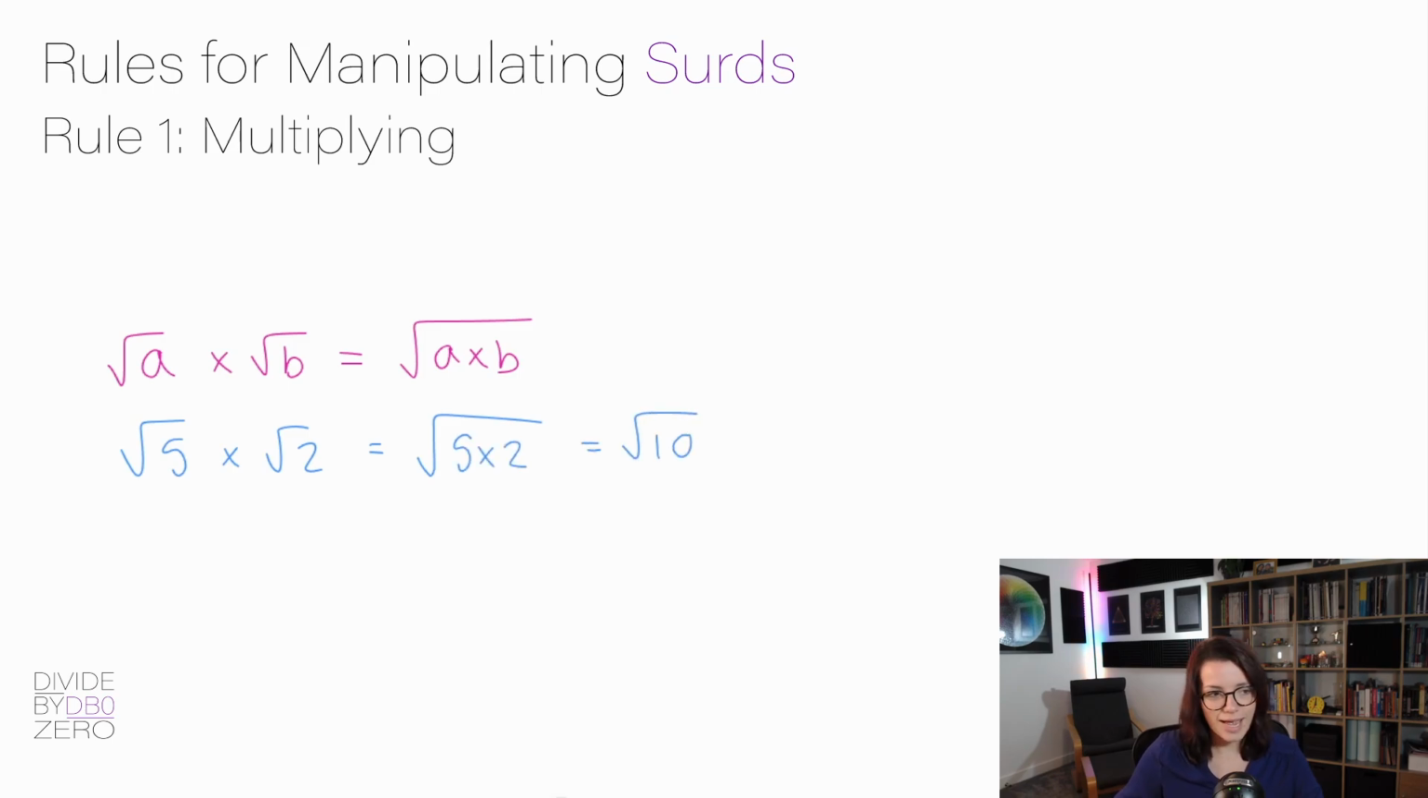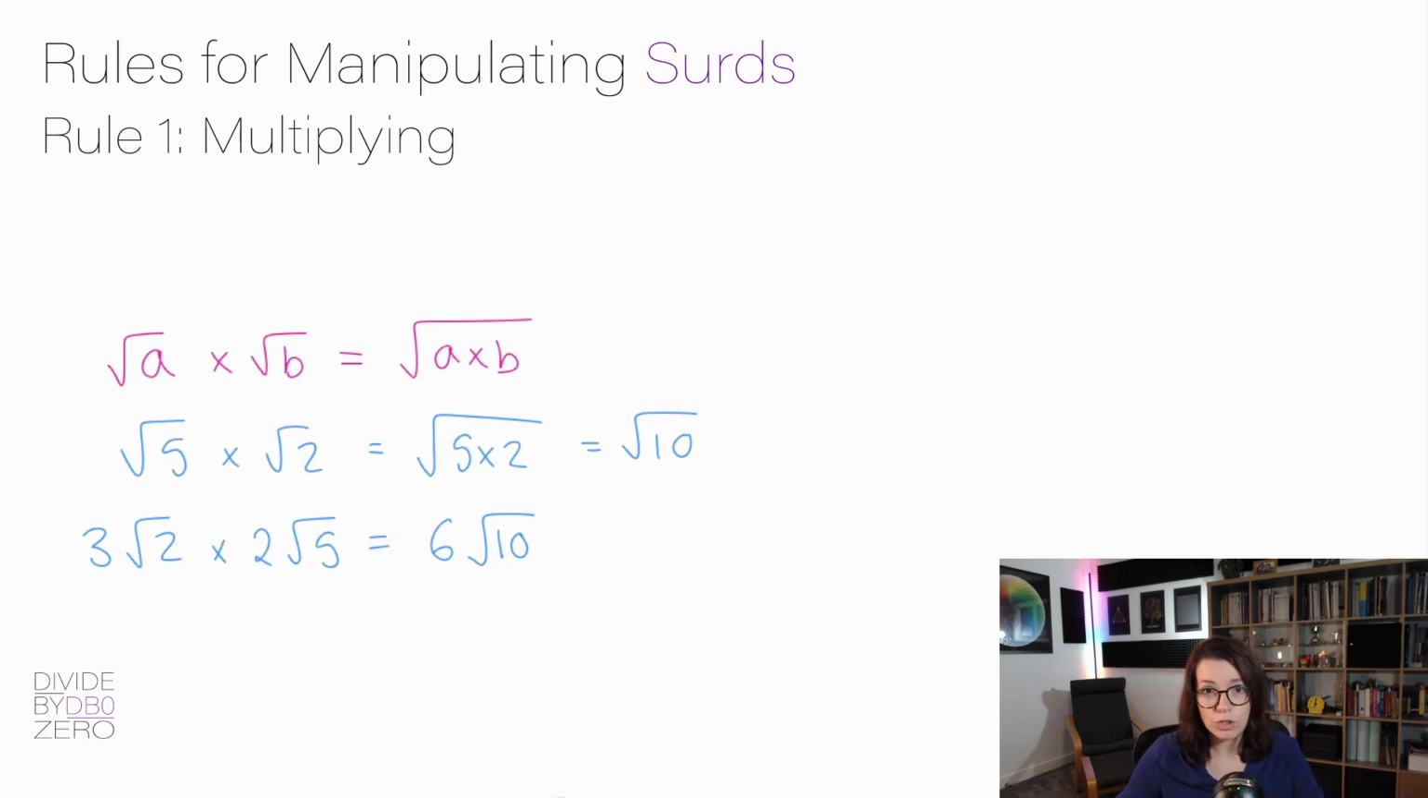If we've got 3 root 2 times 2 root 5, if we deal with the numbers first, so 3 times 2 would give us 6, and then root 2 times root 5, as we saw above, is just going to be root 10. So altogether 6 root 10.